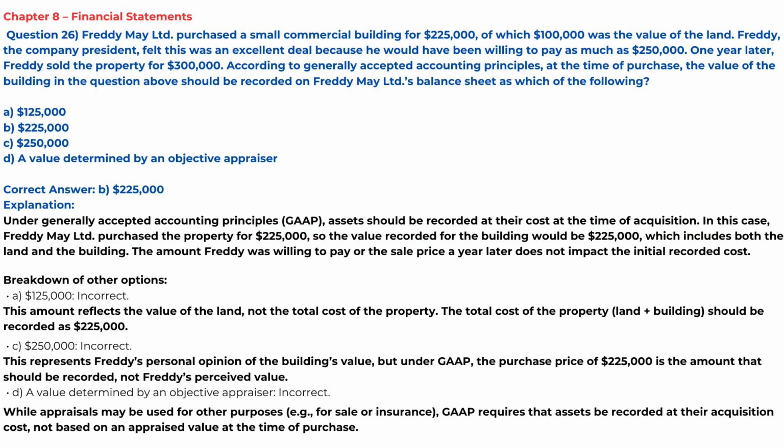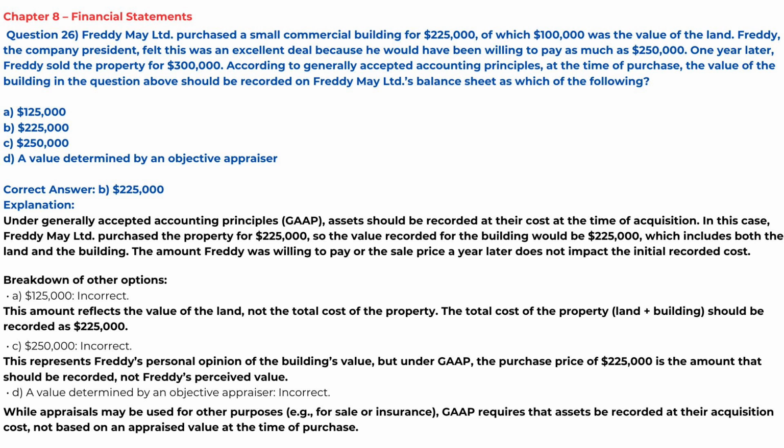Question 26. Freddie Mae Limited purchased a small commercial building for $225,000, of which $100,000 was the value of the land. Freddie, the company president, felt this was an excellent deal because he would have been willing to pay as much as $250,000. 1 year later, Freddie sold the property for $300,000. According to generally accepted accounting principles, at the time of purchase, the value of the building in the question above should be recorded on Freddie Mae Limited's balance sheet as which of the following? Correct answer. B.